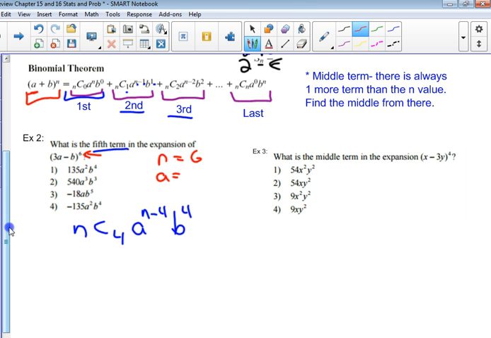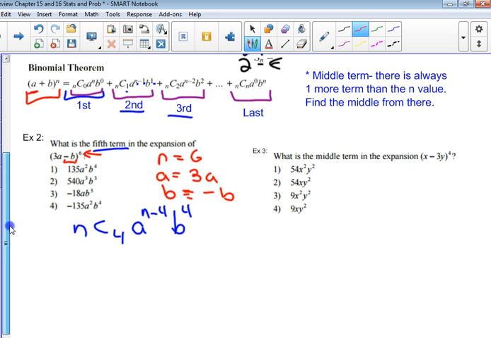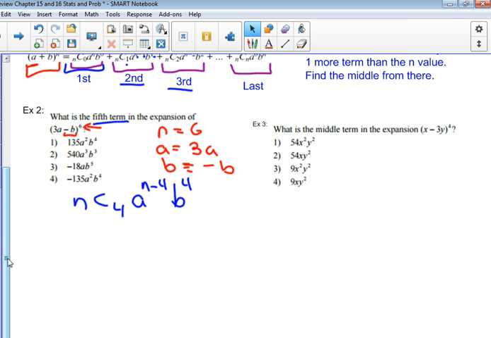So what's the whole first part? 3A. Good job. Right. And the B is going to be negative B, right? You're taking the whole second part, including the sign too. So once you have everything, now it's kind of just subbing things in.